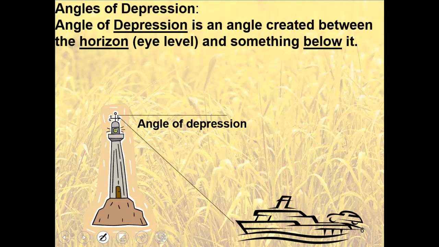All right, now we're going to concentrate on angles of depression. Angles of depression are same type of thing, only they're created when someone is above, and they're looking down. So it's created by the horizon, eye level, and then what they're spotting below it. Here's your angle of depression between the horizon and then the line of sight down to something below it.